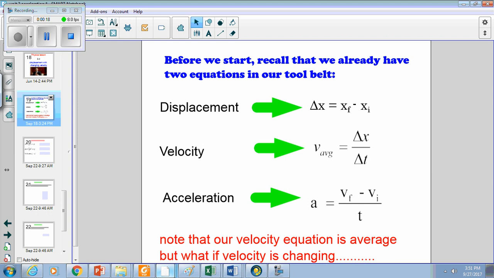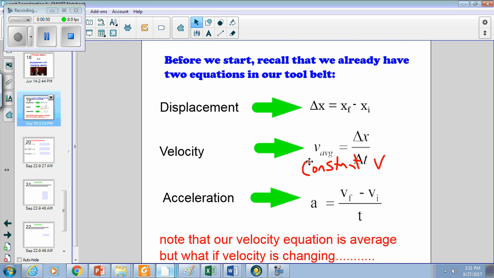We have our displacement, we have our average velocity, and at the beginning of 3.1, I kind of threw in this acceleration, right? Now this is all great, but now what we have is a changing velocity. So this equation right here, our average velocity equation, we can only use that now if we have a constant velocity. If velocity is not constant, we can't use it. We have to use something different.